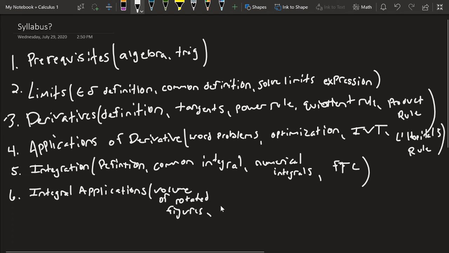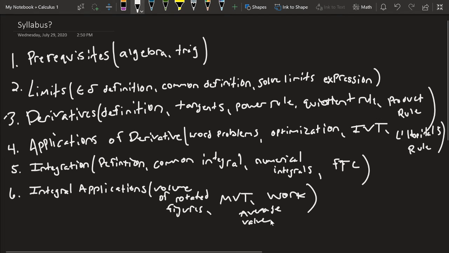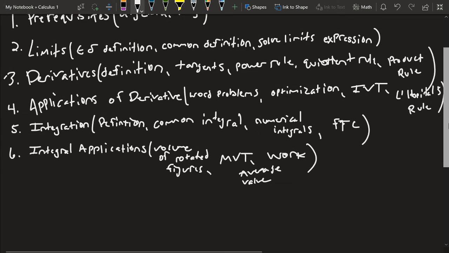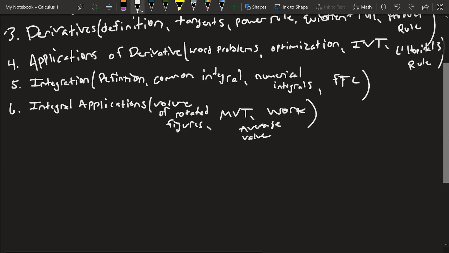We'll talk about the mean value theorem, which is one of the most important theorems in all of calculus and even analysis a little bit. Likewise, we'll also bring up some physics applications such as work and how to find the average value of a function. Ultimately, fairly important stuff. I'd say chapter 6 would probably be the hardest chapter of calculus 1.